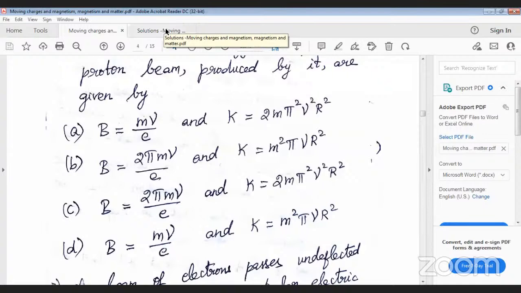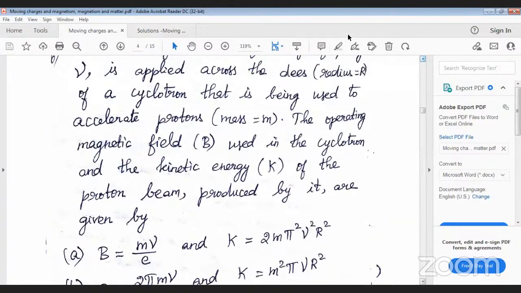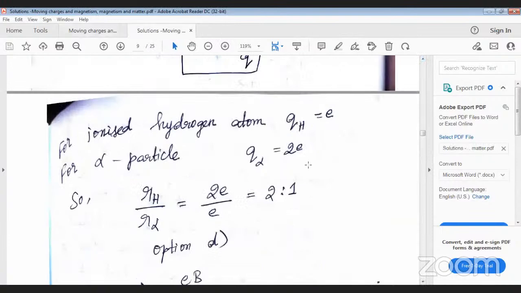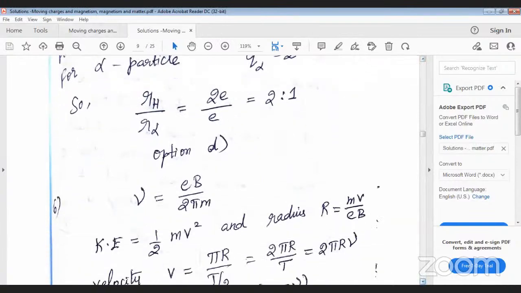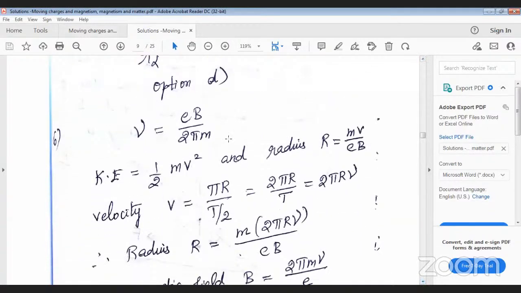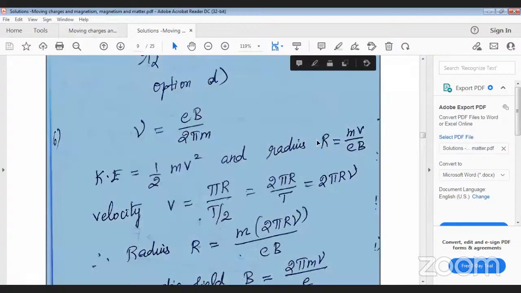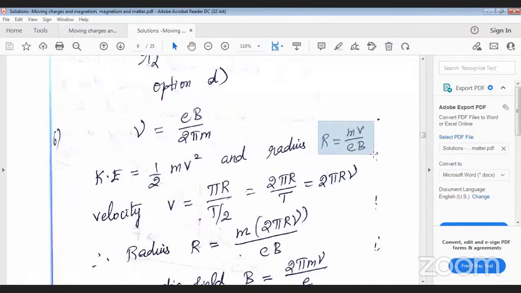So how can we solve this problem? Here you see, the frequency nu equals EB by 2 pi m. That's the equation we have already discussed in the cyclotron. And the kinetic energy equals half mv square. The radius is equal to mv by EB. Everything we have discussed in the theory part of the cyclotron.